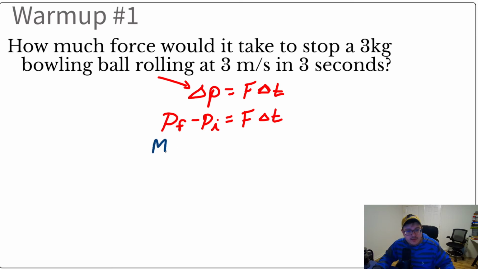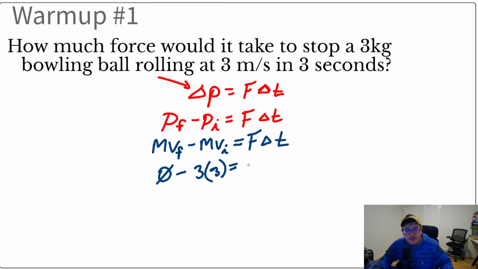So we can say mass velocity final minus mass velocity initial equals force delta t. Well, final velocity is 0, so that's going to be 0, minus your mass is 3, initial velocity is 3, and force delta t is going to be 3 seconds. So negative 3 times 3 is negative 9. Divide both sides by 3. So the net force that this object is going to get is negative 3 newtons.